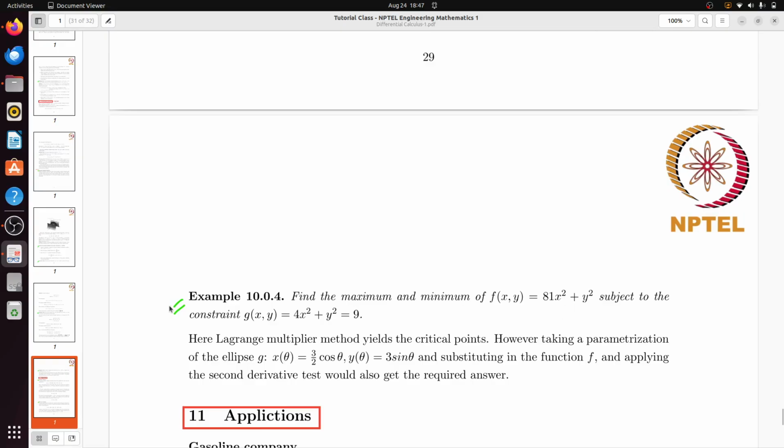Then you just take the derivative with respect to theta and apply the second derivative test. That means take d2 by d theta square and check whether it is greater than 0 or less than 0. If it is greater than 0, then it is a minimum, and if it is less than 0, then it is a maximum. Now determine.